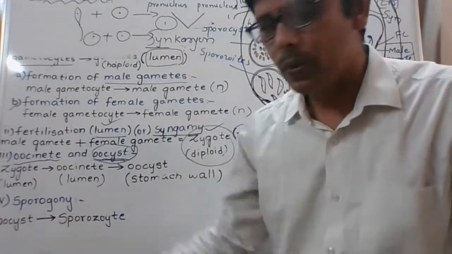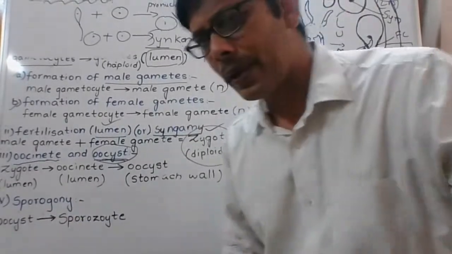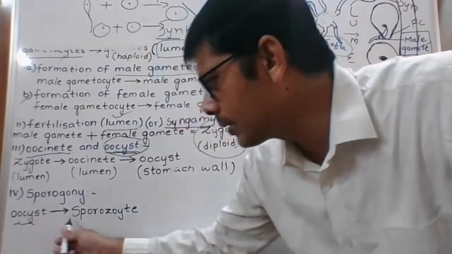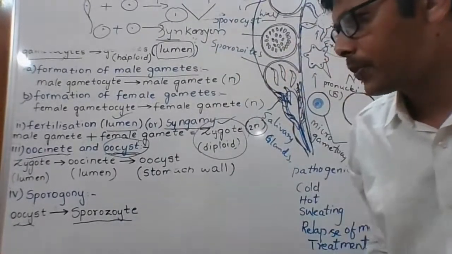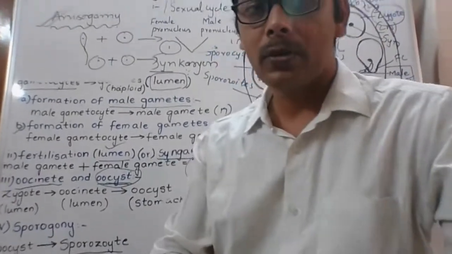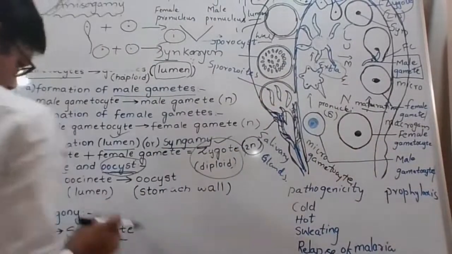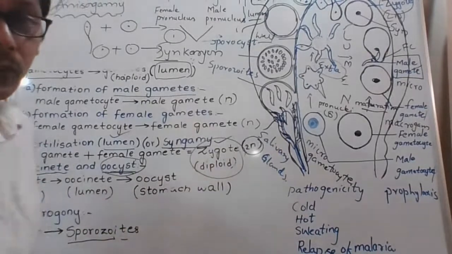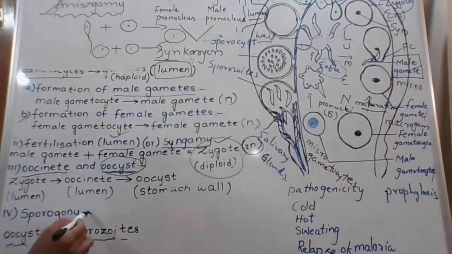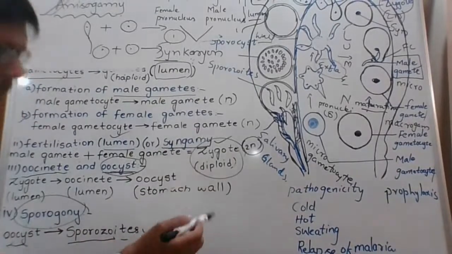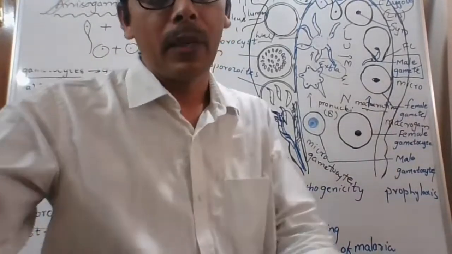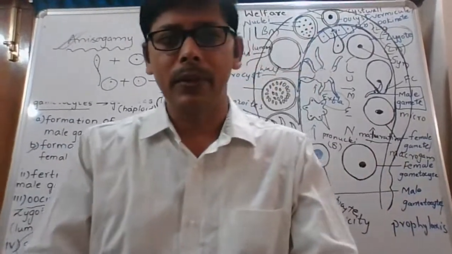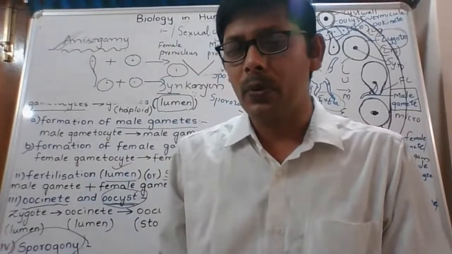Now, sporogony formation. What is meant by sporogony? Look at the definition here. From the oocyst, what are formed? Sporozoites are formed. Sporozoites are formed from the oocyst. This step is called sporogony. What are formed here? Sporozoites are formed. Inside the oocyst, sporozoites form, and that we call sporogony.